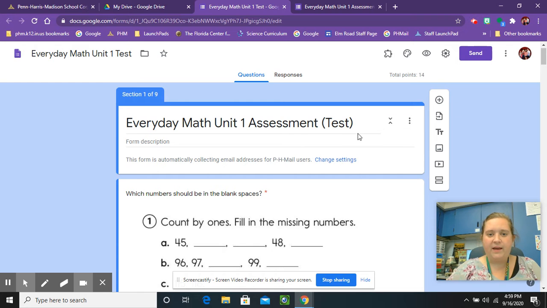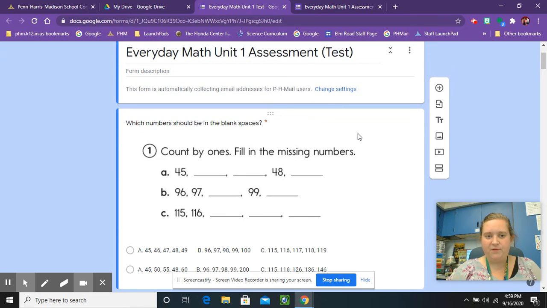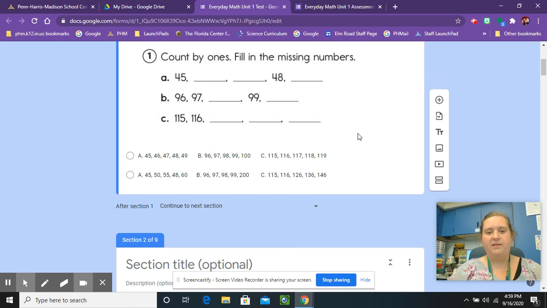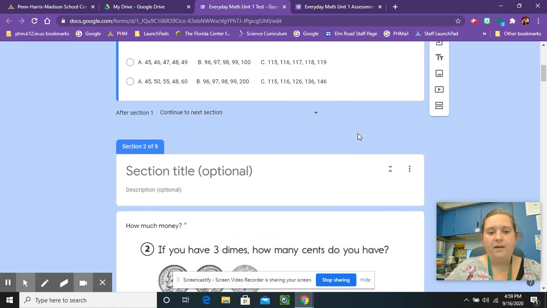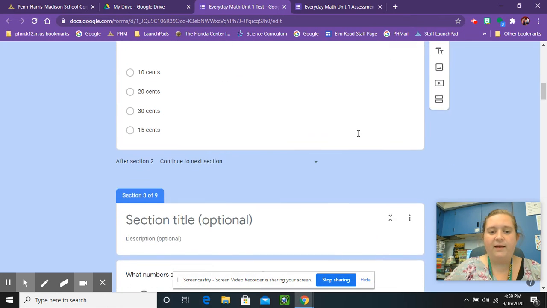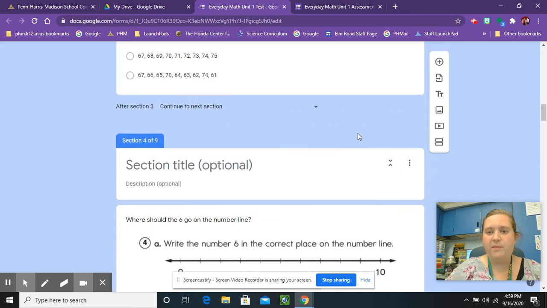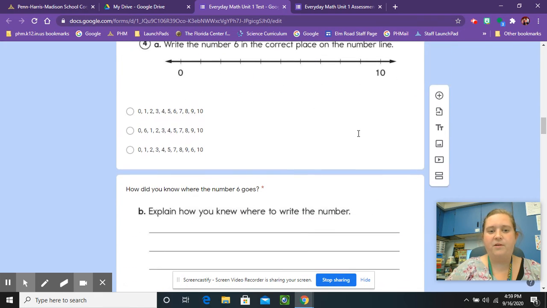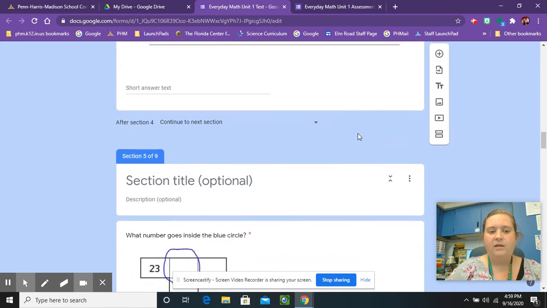All right, boys and girls, I've pulled up my teacher view so that you can actually see what it's going to look like. Again, like I said, you have to pick an answer before you can click on the word Next. So you will answer lots of questions, and remember, you have to pick an answer before you get to go to the next one.